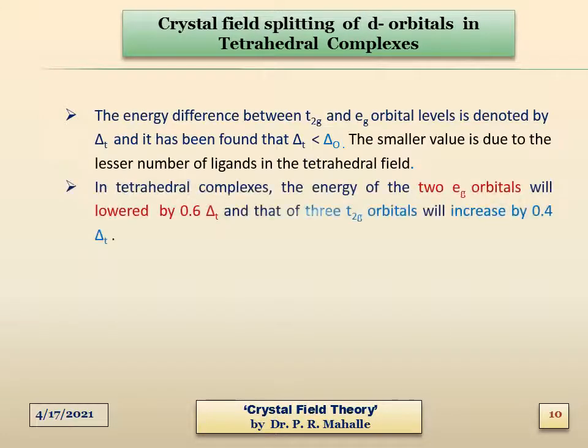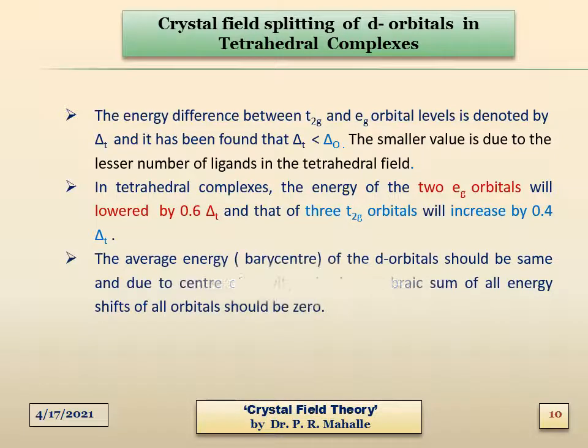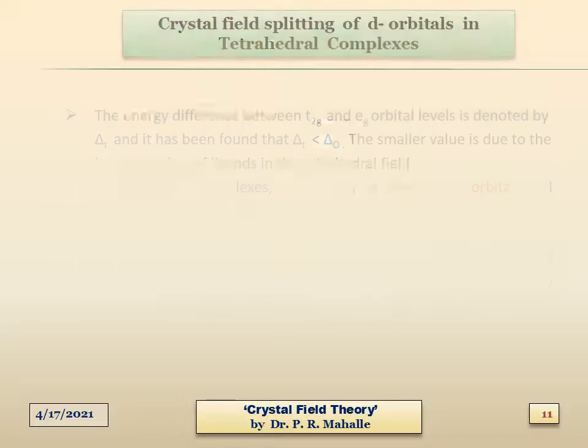The energy difference between t2g orbitals and eg orbitals is denoted by delta T, where T is for tetrahedral field, and it is found that delta T is less than delta O, which is due to the smaller number of ligands in the tetrahedral field. In the tetrahedral field, the energy of the two eg orbitals will be lowered by 0.6 delta T, and that of the three t2g orbitals will be raised by 0.4 delta T. Again, the average energy, that is the barycenter of the d orbitals, should be the same, and due to the center of gravity rule, the sum of the energies will remain 0.